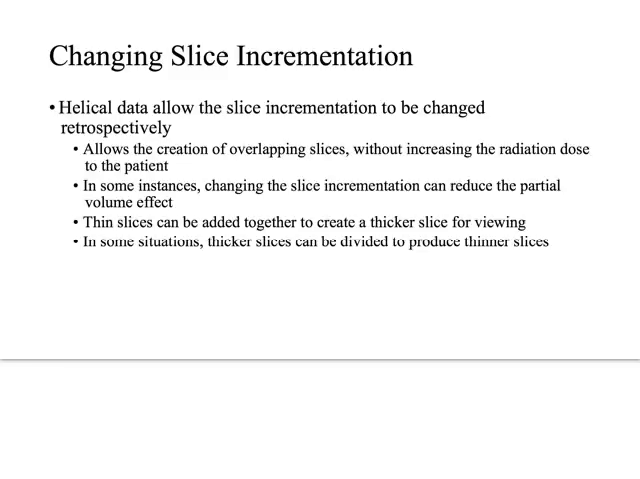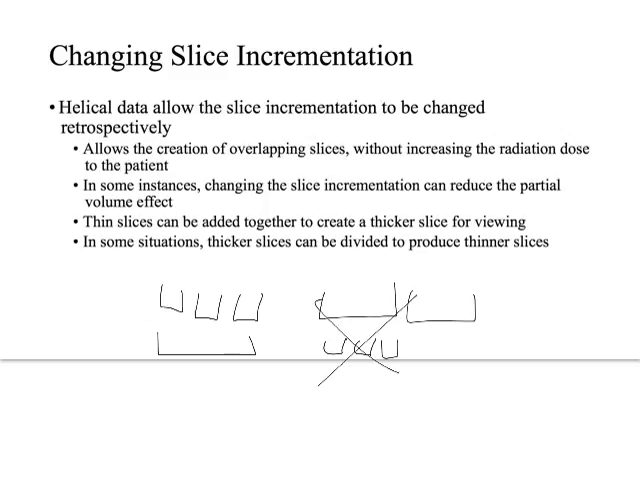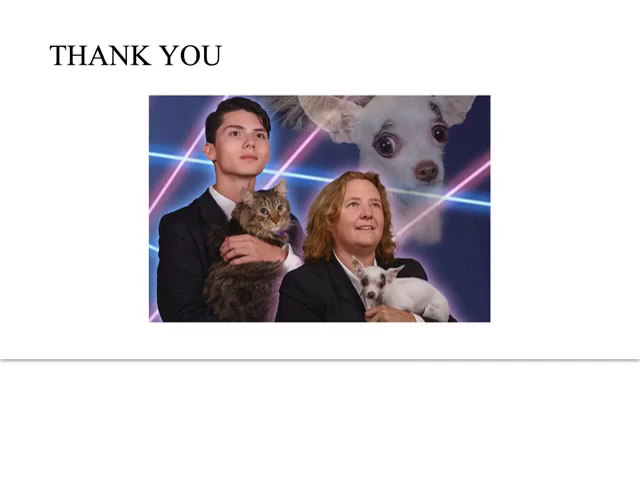There are some situations that are fairly rare. I mentioned that if we had an incrementation that was small, these little tiny increments, I can reconstruct it into a bigger increment. That's a given. But if I have a big increment, it may be more difficult to do this. This is not necessarily a given. So in some situations, thicker slices can be reconstructed into thinner, but not always. The other situation, where thinner slices can be reconstructed into thicker, is always the case. All right, that's it.